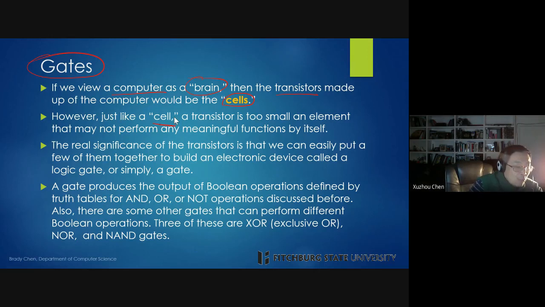So the real significance of the transistor is that we can easily put a few of these transistors together to build an electronic device called a logic gate, or we just call it a gate. These gates produce the output of Boolean operations defined by truth tables for AND, OR, and NOT operations, as discussed before. This is very nice, right? So now we can build a gate, and the gate is able to simulate these Boolean operations, the logical operations.